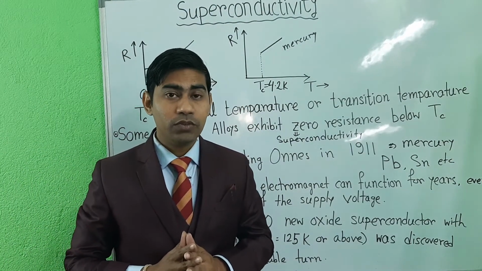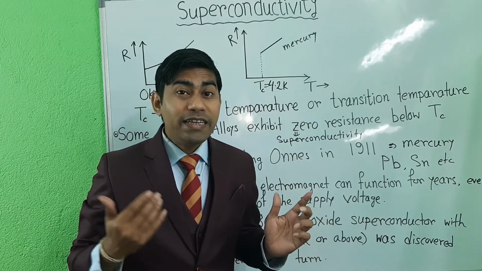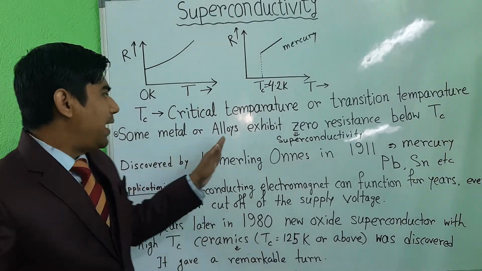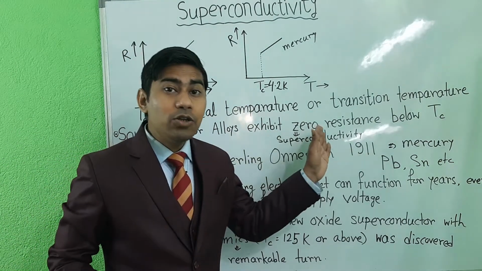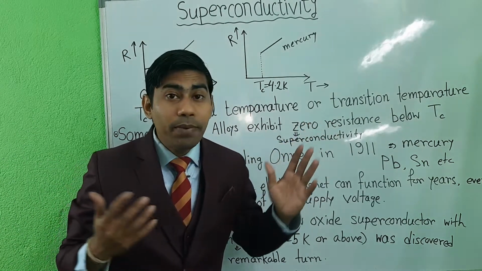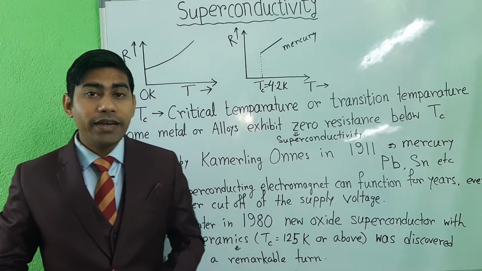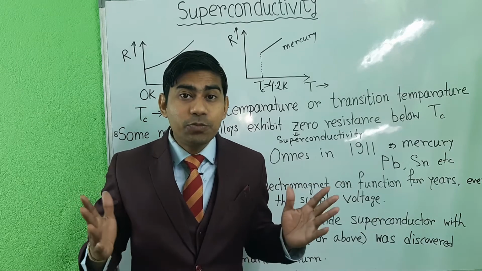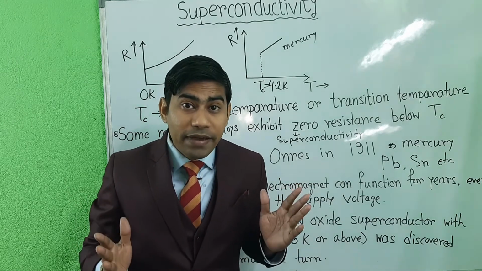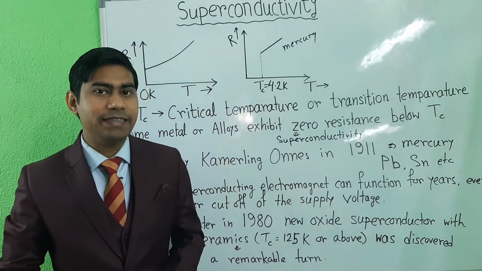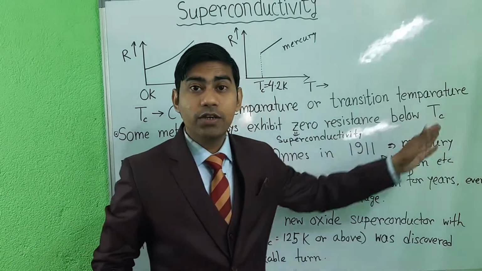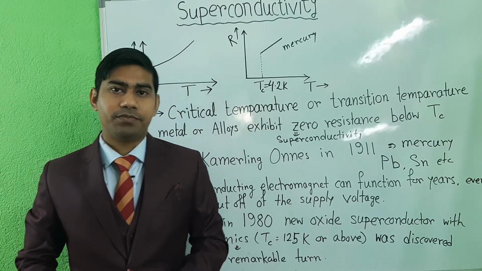Okay. So let's see what is superconductivity. Some metals or alloys exhibit zero resistance or infinite conductivity when cooled to sufficiently low temperature. This phenomenon of disappearance of electrical resistance below critical temperature is known as superconductivity.